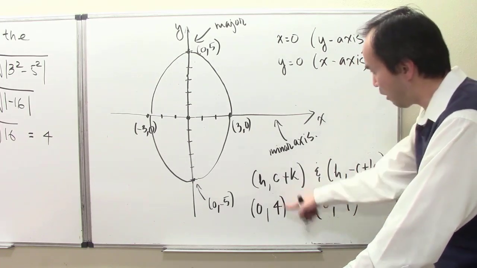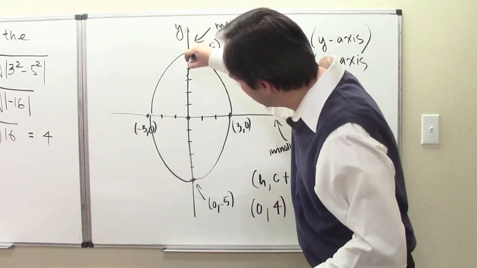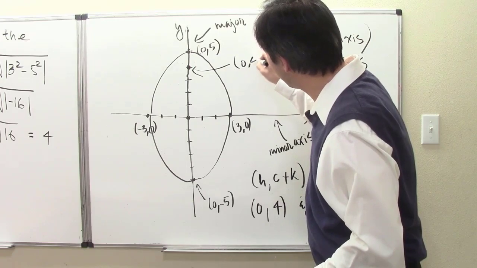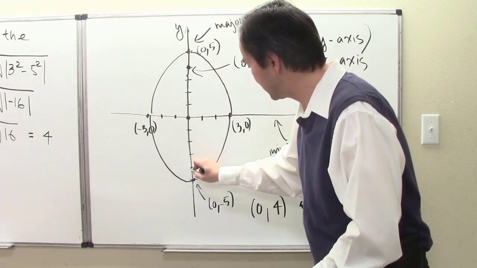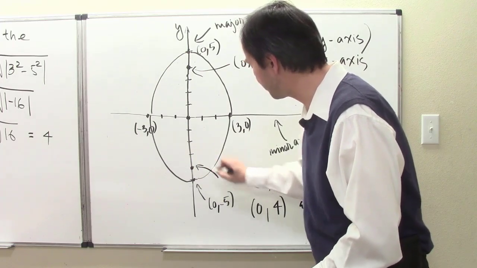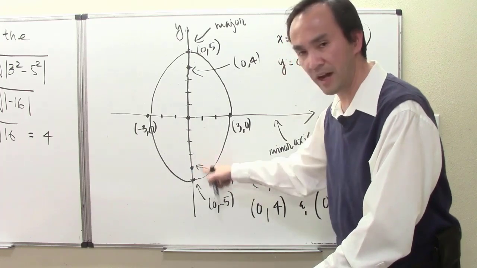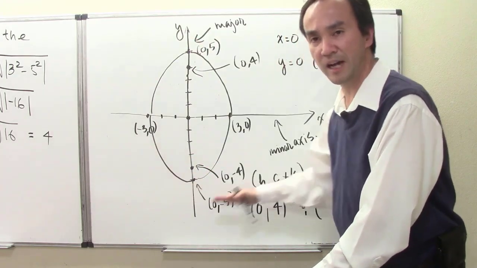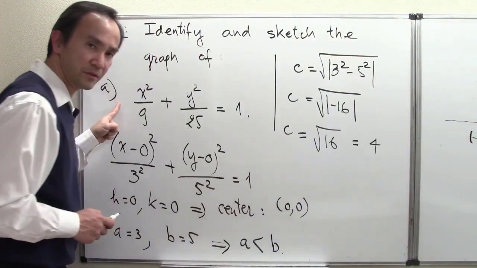And so now all together, that one right here, (0, 4), is one of our focus points. (0, −4) is the other focus point. This now completes our sketch of the ellipse that was described by this equation.